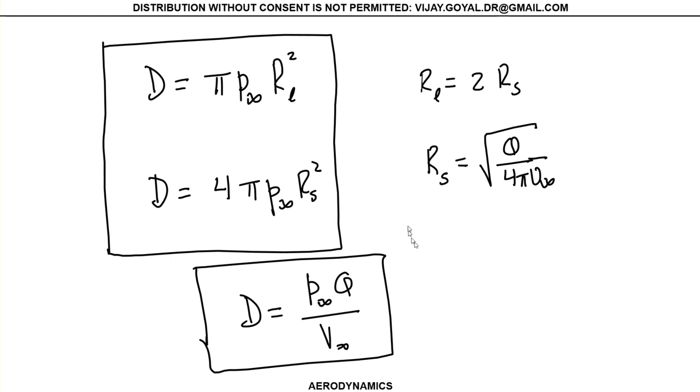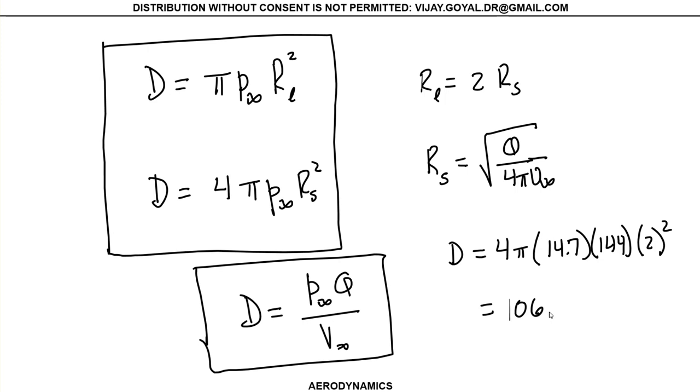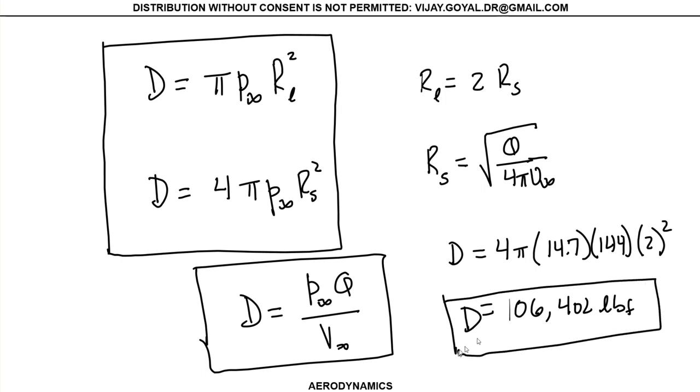So let's replace the values from what we had in our problem. So this is equal to 4 times pi, 14.7 multiplied by 144. Remember, change the units. Times RS squared, and that gives you 106,402 pound force. That's the total drag acting on this body.